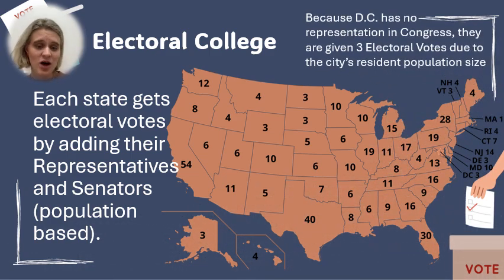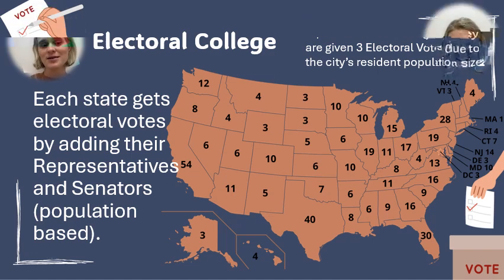Well, that's because Washington, D.C. gets 3 electoral votes. Because Washington, D.C. doesn't have any representation in Congress, they get no House of Representatives members, they get no senators, but they're still citizens of the United States. They still get to vote in our presidential elections. So it was determined that Washington, D.C., based on their population and the city size, they get 3. So that is where we get the number 538 electoral votes.